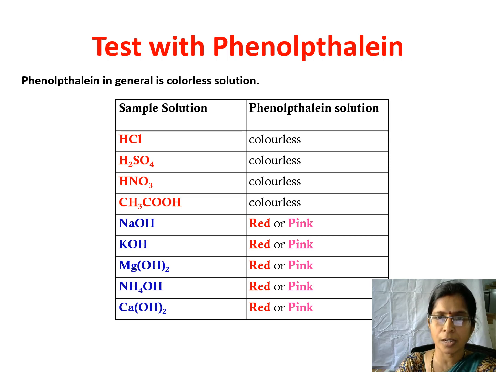Now let's see the next test with phenolphthalein. Phenolphthalein is another colorless solution which is used to check the acids and bases. Now, when this phenolphthalein solution is tested with acids, it was observed that the solution remains colorless. And when this same phenolphthalein solution is tested with bases, it was observed that the phenolphthalein solution turns to red or pink in color. So, you need to remember that phenolphthalein solution remains colorless in acidic medium, whereas in basic medium it turns to red or pink in color.